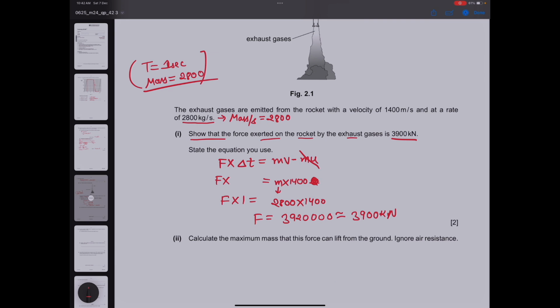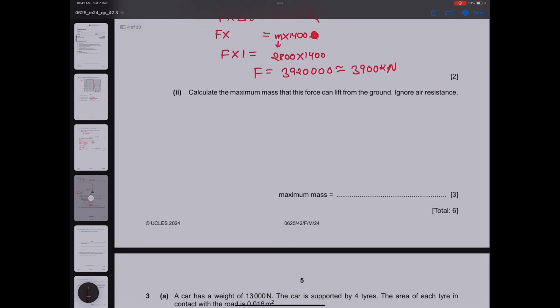All right. Now, calculate the maximum mass that this force can lift from the ground. The maximum mass it can lift from the ground would be equal to its own weight, right? So we can directly say force is equal to weight. Then, do we know the force? I think so. So force is equal to m into g, and m can be written as F by g.